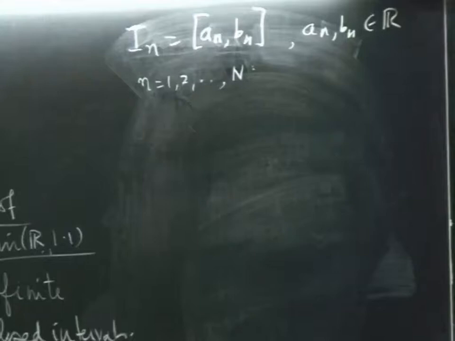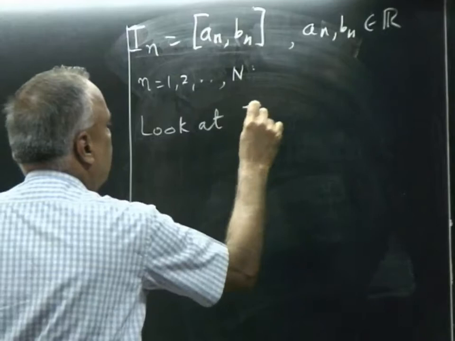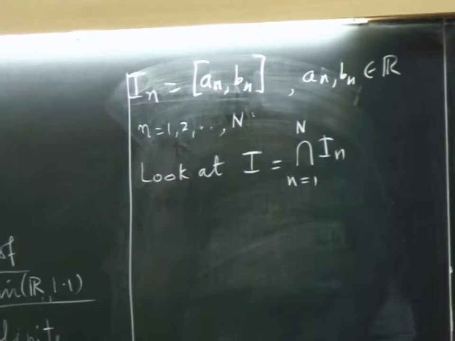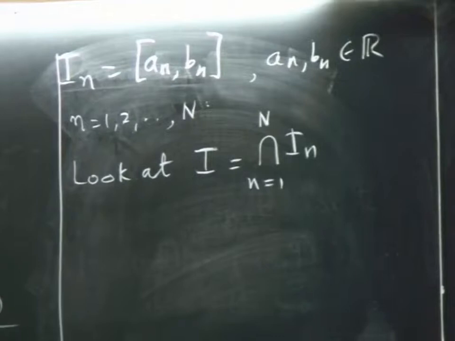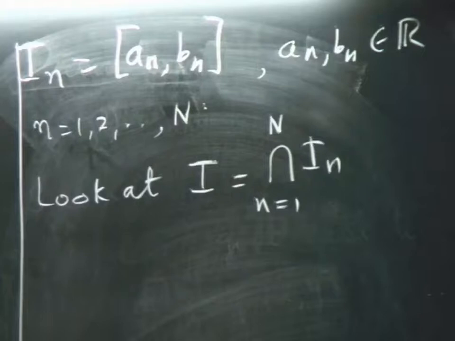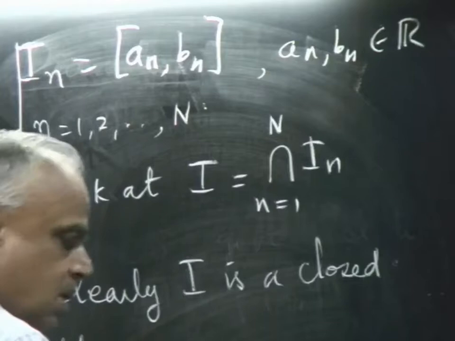I am interested in a certain property called the intersection property. So, I am going to look at the intersection of In for n equal to 1 to N. I have a finite number of intervals, and I am going to take the intersection of all these intervals. Now, each one of the In is a closed set because it is a closed interval, and we know that the intersection of closed sets is a closed set. So, clearly I is a closed set. Now, we want to see what this I looks like.